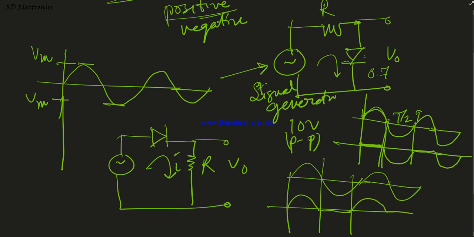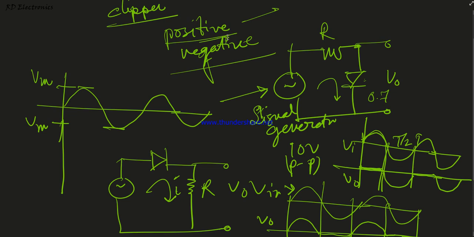So this circuit clips the negative part of the input signal. This is the input signal, and here is the output signal. That's why this circuit is also known as a negative clipper circuit. This is very, very important. And this principle is applied in rectifier circuitry.